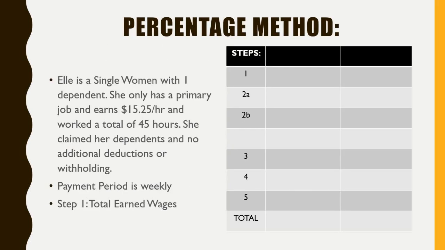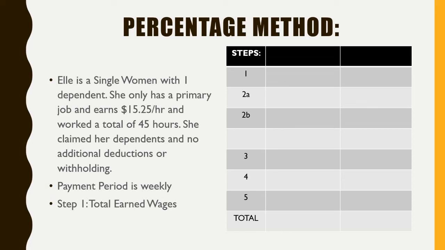So, for example, we have L, okay? L is a single woman with one dependent, okay? And she only has one primary job, okay? And earns $15.25 per hour and works a total of 45 hours this week. And of course, she also claimed her dependent and doesn't have any other extra deductions or withholdings. Payroll period is she gets paid every week, okay?